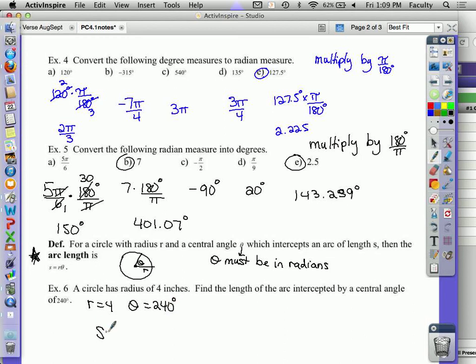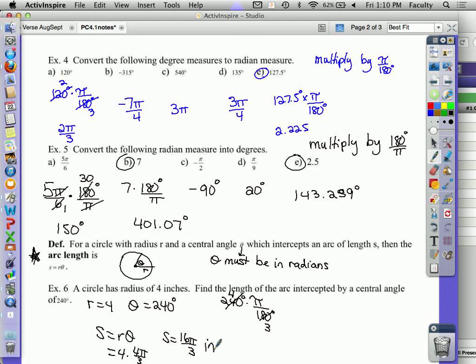Now I'm trying to be really helpful here. If you take 4 times 240 degrees on the next quiz, it's wrong. What's wrong with taking 4 times 240 degrees? Not in radians. Theta's not in radians. So it's a good thing we just practiced converting them. So we're going to multiply by pi over 180, or if you know your unit circle, you already know this one. 60 goes into 180 3 times, 60 goes into 240 4 times. So this is going to be 4 times 4 pi over 3. So S is 16 pi over 3, and that's in inches.